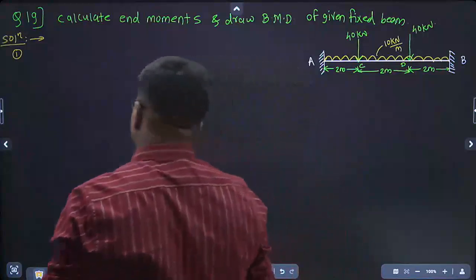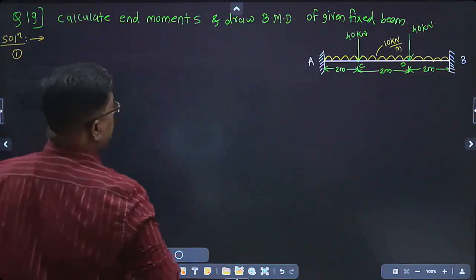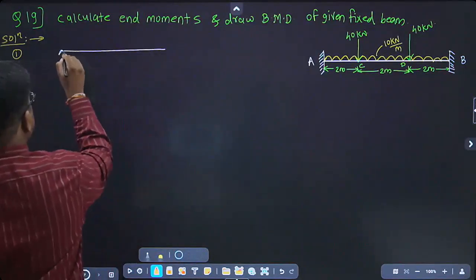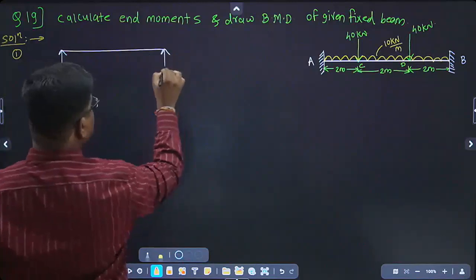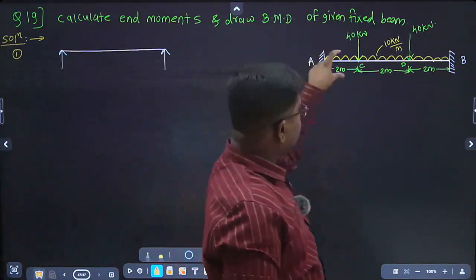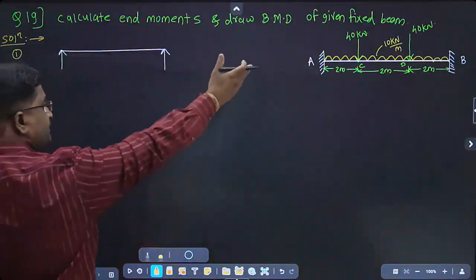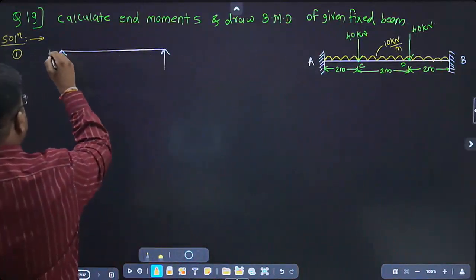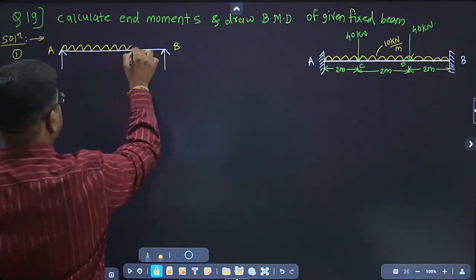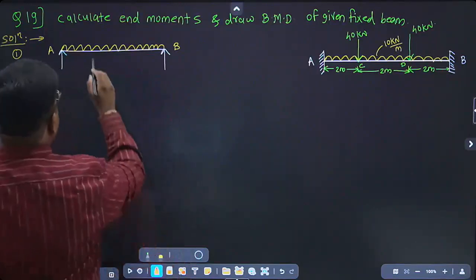Okay, so step number 1, assuming fixed beam as a simply supported beam, draw the diagram. So the beam will look like this. We are assuming it as a simply supported beam, but that is exactly not a simply supported beam. This is exactly a fixed beam. So this is the A point, this is the B point. Again on this AB there is a UDL acting.